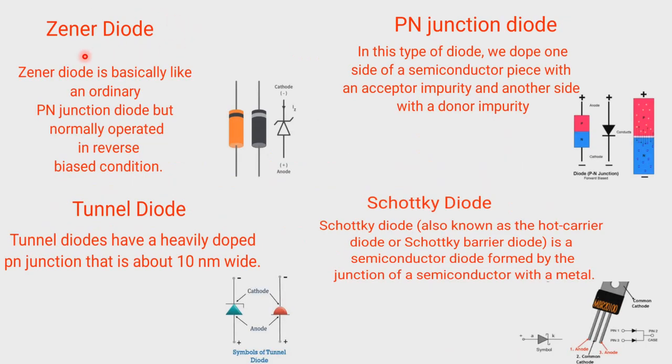Some of the types of diodes are the Zener diode. A Zener diode is basically like an ordinary PN junction diode, but normally operates in a reverse bias condition. And the PN junction diode. In this type of diode, we dope one side of a semiconductor piece with an acceptor impurity and another side with a donor impurity. The other type is the tunnel diode. Tunnel diodes have a heavily doped PN junction that is about 10 nm wide, and the other type is the Schottky diode. A Schottky diode is also known as a hot carrier diode or a Schottky barrier diode. It's a semiconductor diode formed by the junction of a semiconductor with a metal.